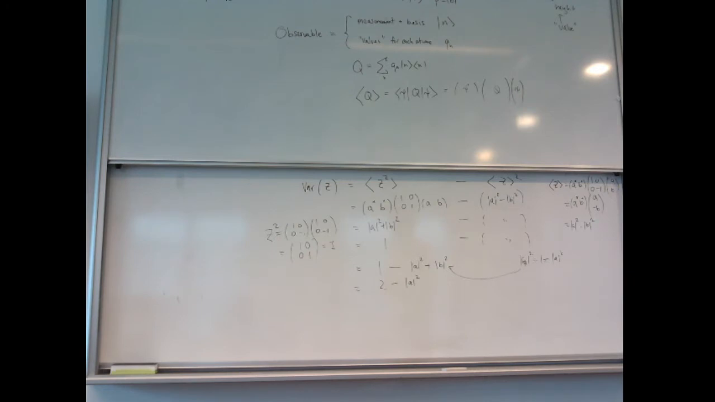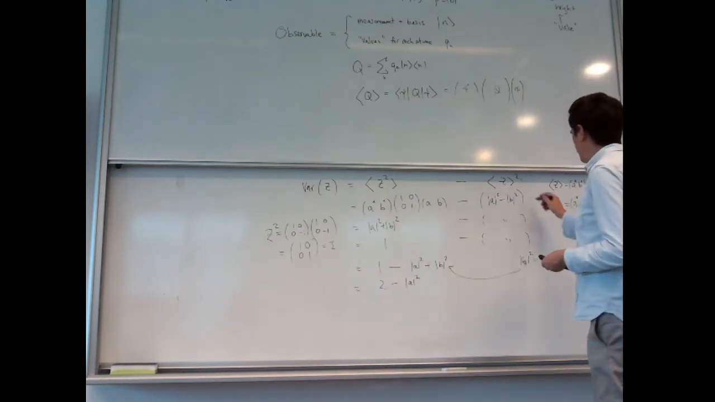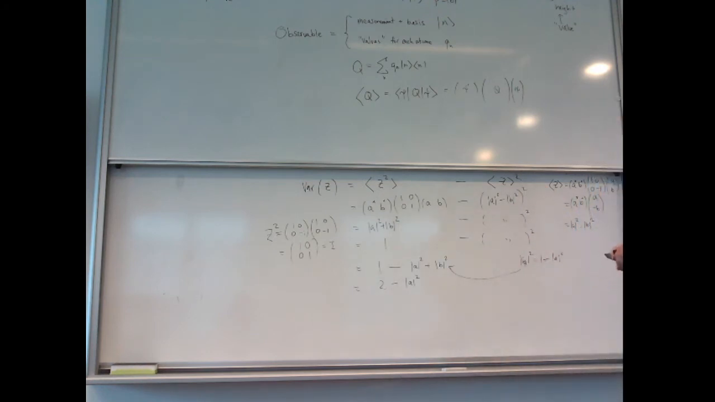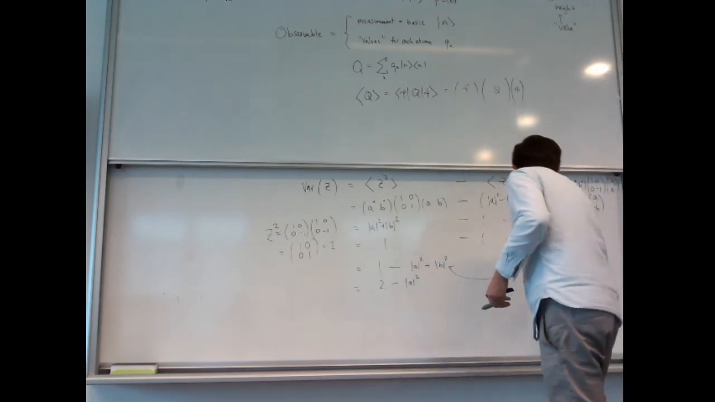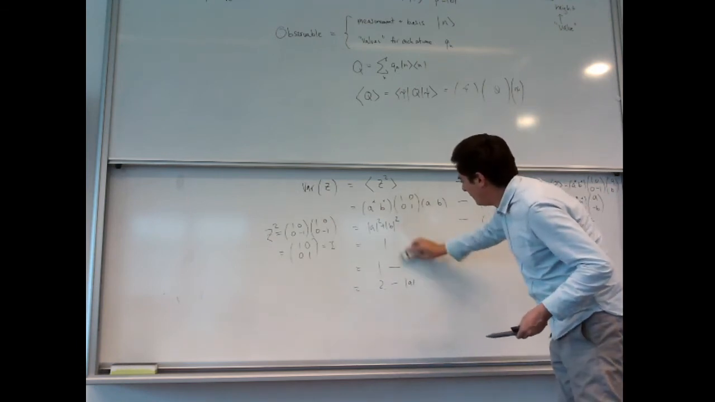Okay. So alpha is 1. I think I forgot to do something. I forgot to square this. Okay. Sorry. Let's do it again.